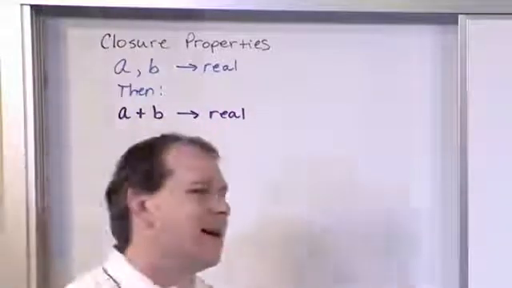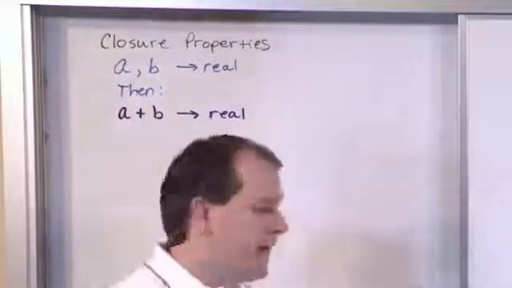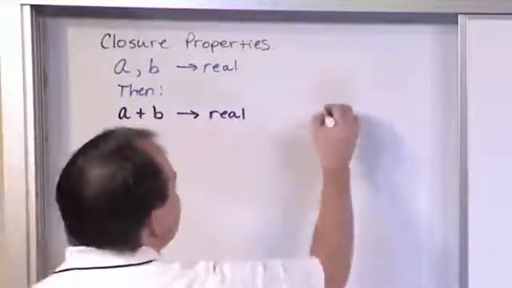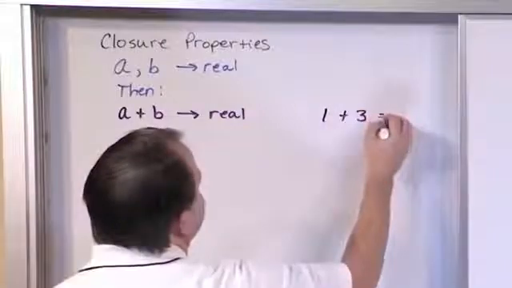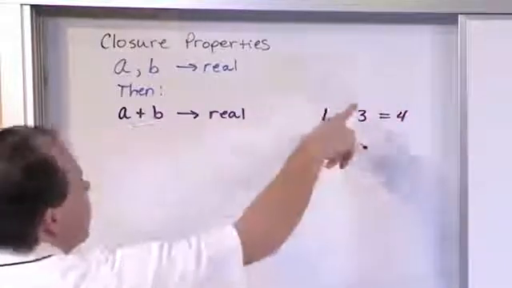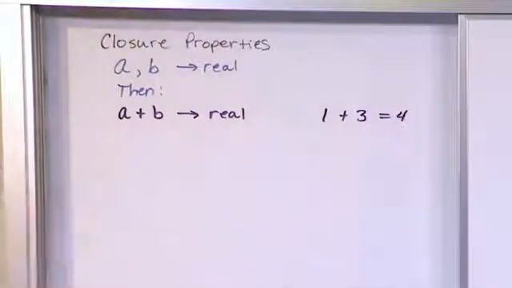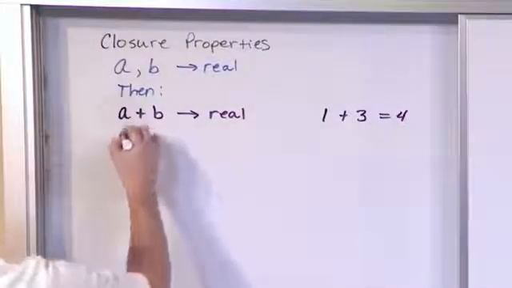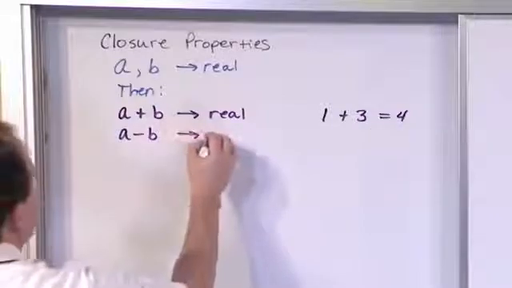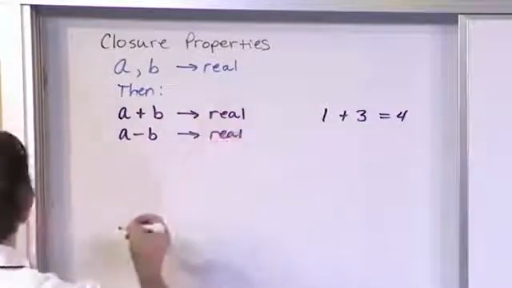And guys, this is not complicated. This is what you already know from math. I mean, this is basically saying that if you know 1 plus 3 is equal to 4, 1 is a real number, 3 is a real number. If they're both real, you add them together, you're going to get another number that's real. Similarly, A minus B is real. That makes sense if you subtract the numbers.